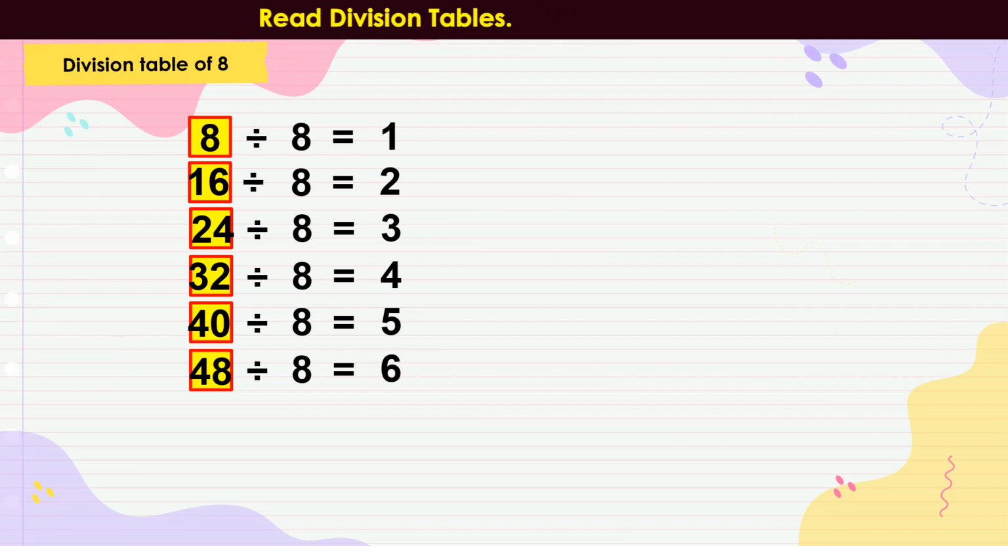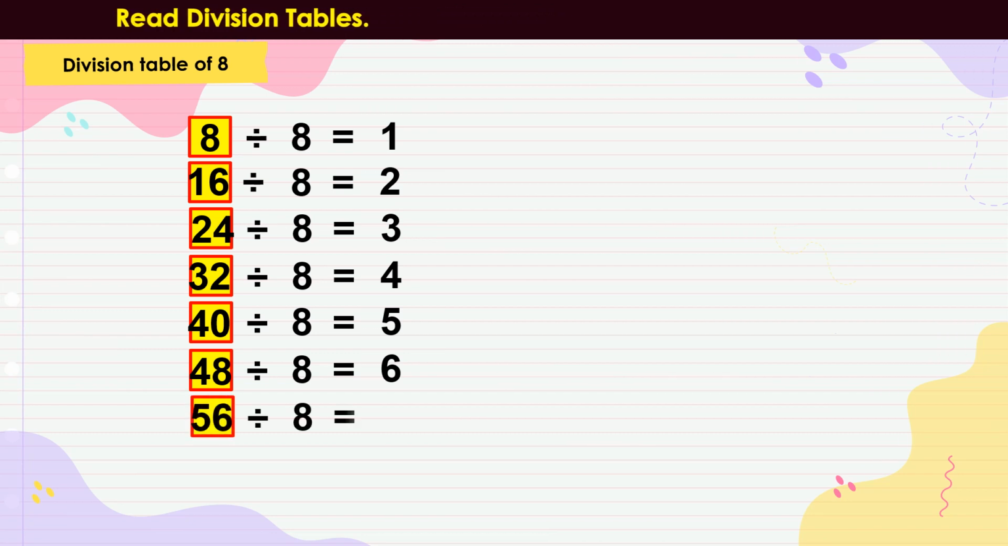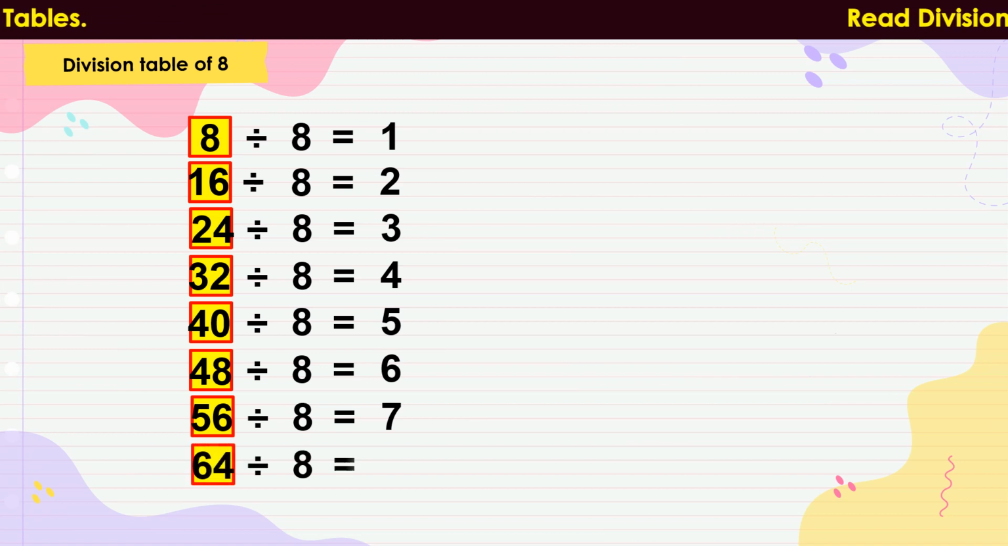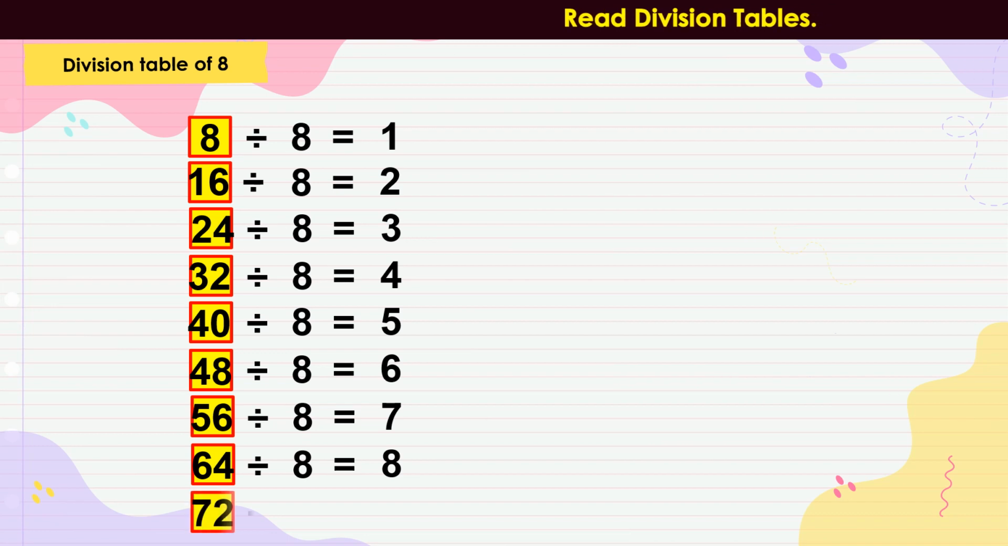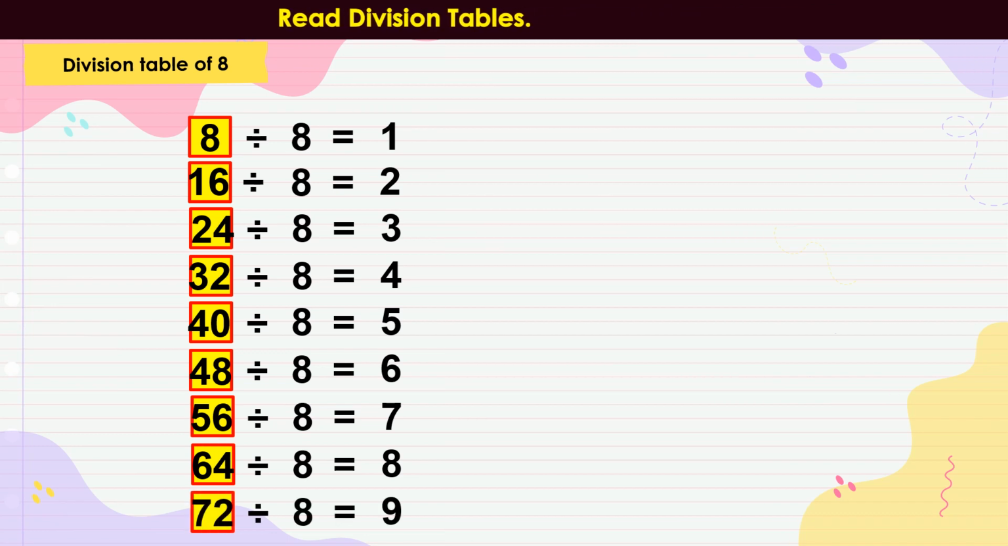48 divided by 8 is equal to 6. 56 divided by 8 is equal to 7. 64 divided by 8 is equal to 8. 72 divided by 8 is equal to 9.